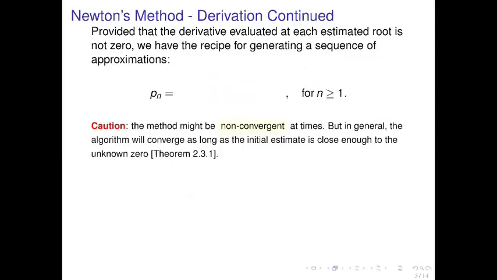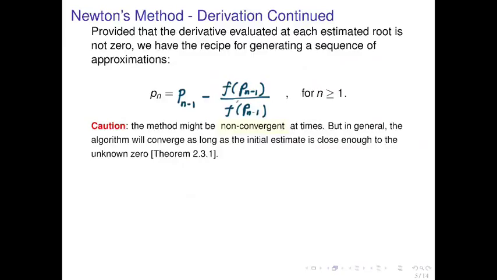If that is established, then we have our general expression for finding the sequence of estimated roots from Newton's method, which is P sub n equals P sub n minus 1, the previous estimate, minus the function value evaluated at the previous estimate, f of P sub n minus 1, over the derivative evaluated at the previous estimated root, f prime of P sub n minus 1.